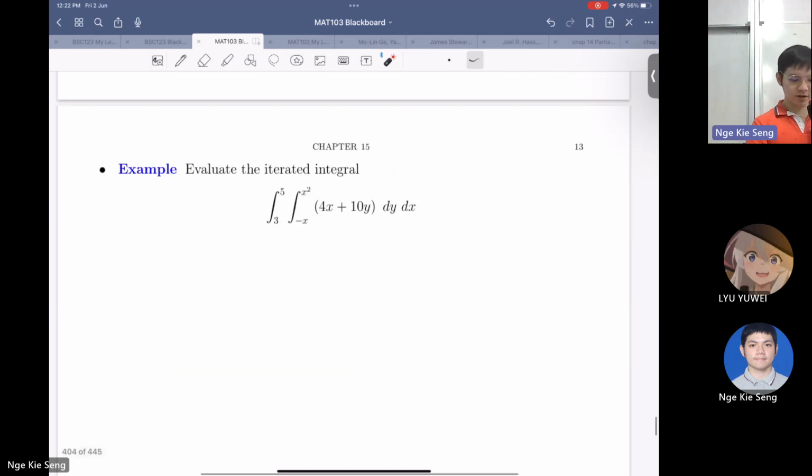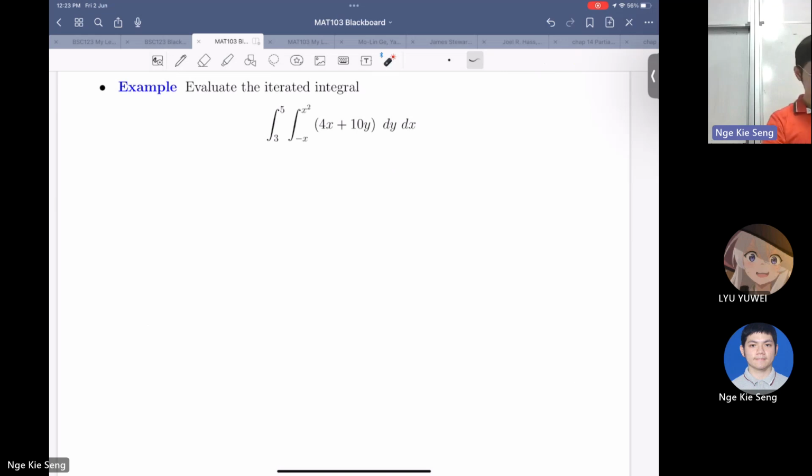So let's try this question here. I'll show you one example. If you don't understand, let's look at this example. It says evaluate the following iterated integral. Your surface here is 4x plus 10y. Can you recognize what surface this is? Ying, do you know what surface this is? A plane. Yes, a plane with a normal vector 4, 10, and minus 1.